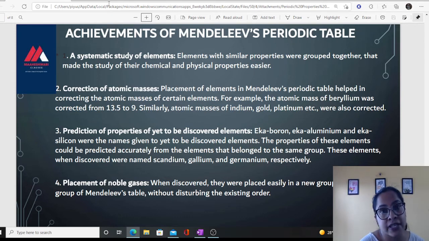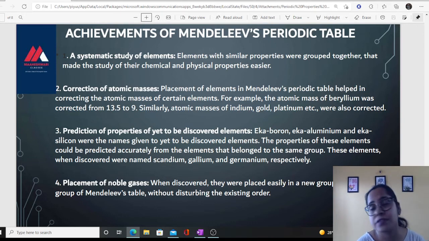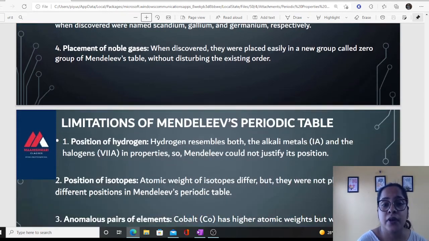Now, placement of noble gases was also there, which is again an achievement. So, when discovered, they were placed easily in the new group called zero group of Mendeleev's periodic table, and it did not disturb the existing order. Okay, so still we call that group 8 as zero group of noble gases, which have stable electronic configurations. Alright. Now, what are the limitations?